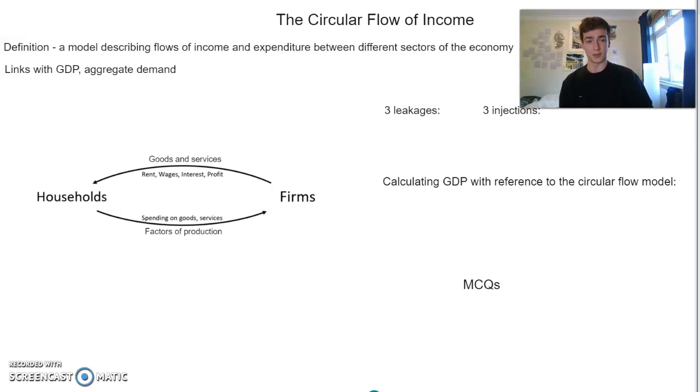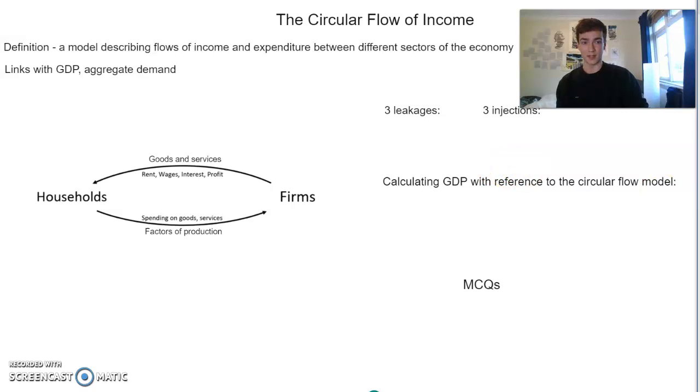So the purpose of this model is describing flows of income and expenditure between different sectors of the economy. We've got the definition up here for you. And from these flows, we can measure GDP, which is the total value of all goods and services produced in an economy during a particular time period. So that's one of the uses of this model, is measuring everything that an economy has produced in a particular year or a particular quarter.